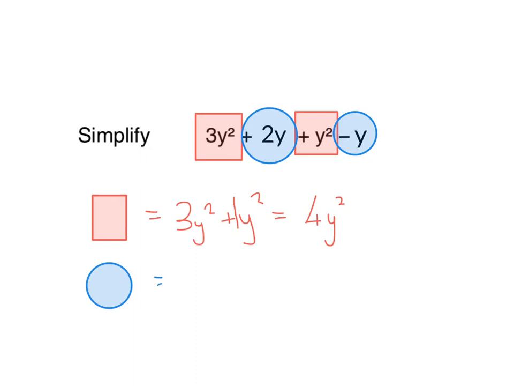And then the circles, you've got positive 2y, which is 2y, take away y, again it's 1y, 2y take away 1y is 1y, but we don't use the 1, so it's just y. So altogether my answer is 4y squared plus y.